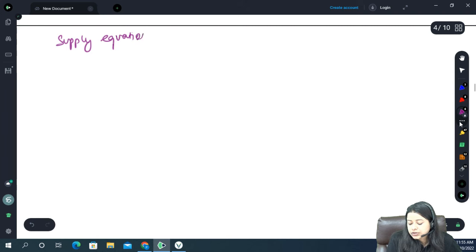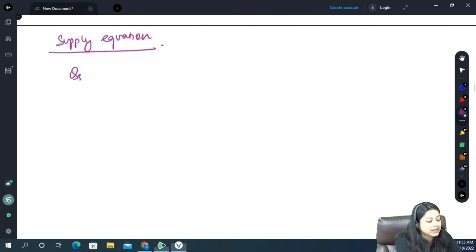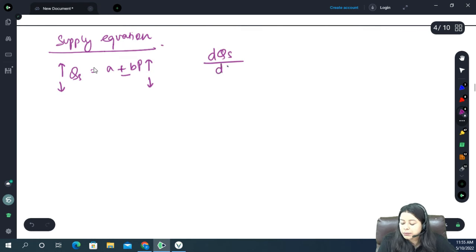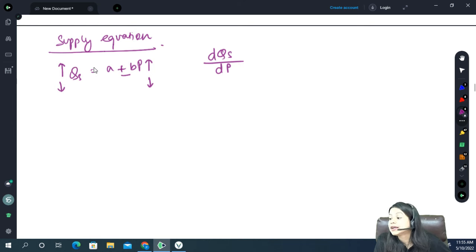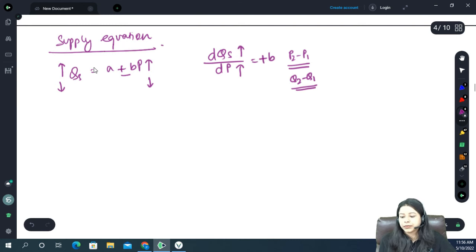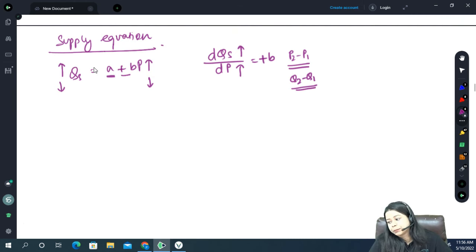Supply equation. Just like the demand equation, we have a supply equation. We say that the quantity supplied is dependent on price, Qs = a + bP, because if your price is increasing, your quantity supplied will increase. So there will be a positive change. If price is decreasing, quantity supplied will also fall. We did this earlier for demand. dQs by dP: if dP is positive, meaning price is increasing, P2 minus P1 will be positive if P2 is higher. Similarly, Q2 minus Q1 will also be positive because Q2 will also increase. This will give me a positive b. a is the intercept and b is the slope.